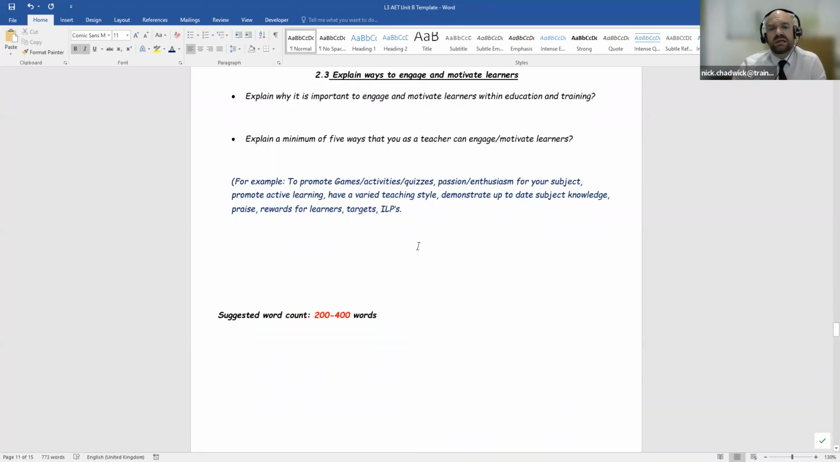Now we're looking at motivation next. So 2.3 is to explain ways in which we as teachers and trainers can engage and motivate learners. We're looking at perhaps a minimum of 5 different ways that you as a teacher or trainer can motivate learners. So we just have a range here.